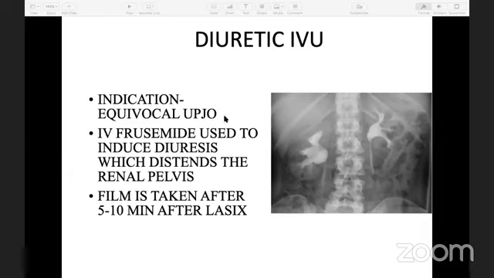In intermittent or equivocal UPJ obstruction, a diuretic challenge may precipitate typical UPJ obstruction in a patient where symptoms are persistent and the previous IVU is normal.